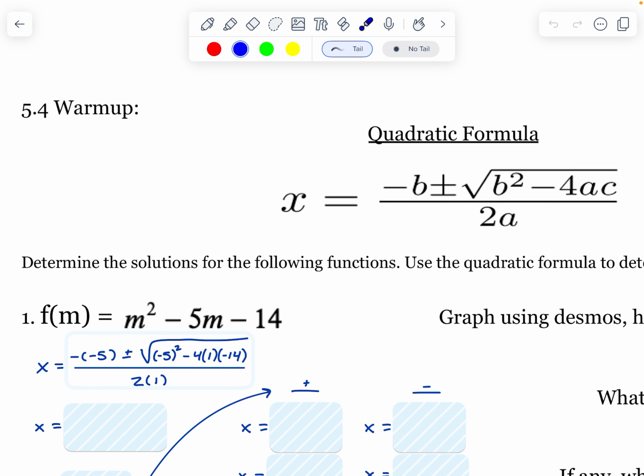So in this case, I have a negative 5 plus or minus the square root of negative 5 squared minus 4 times a was 1, c was negative 14. All of that is divided by 2a. Since a was 1, it's just 2 times 1.